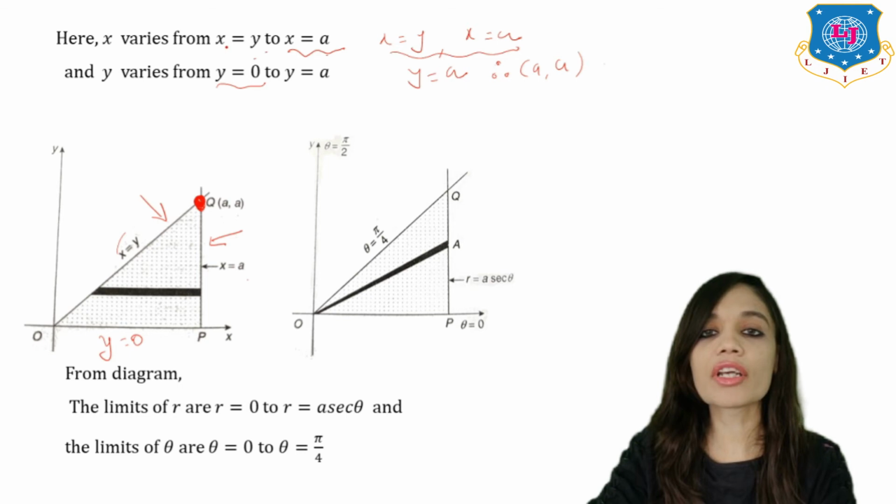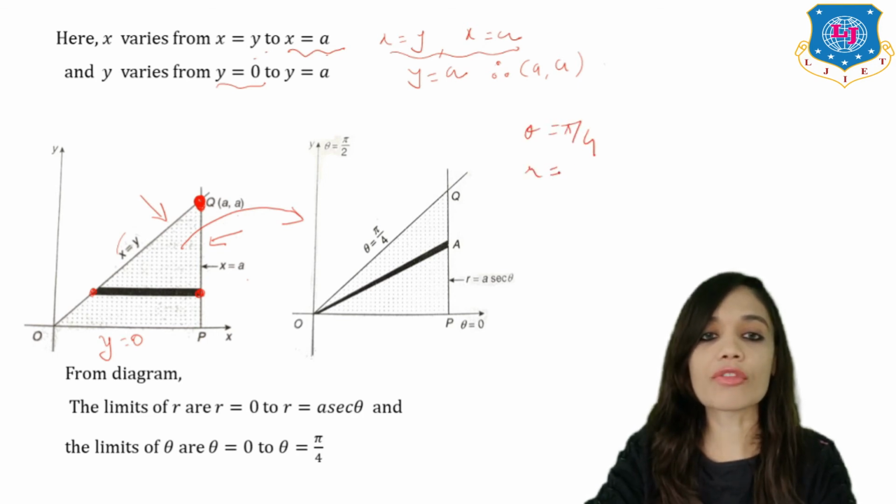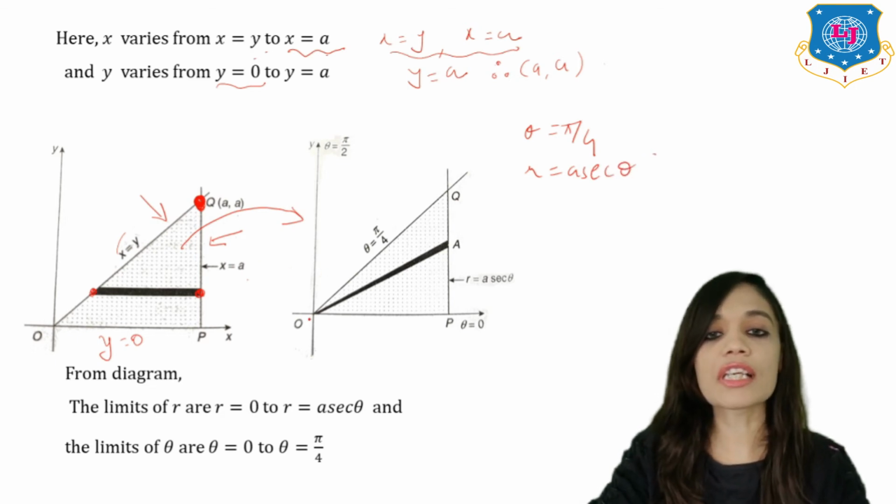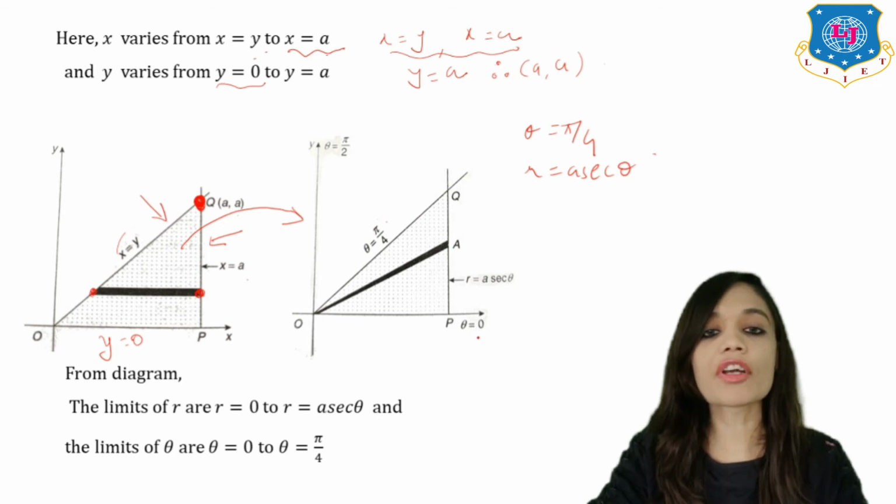Right. Now we are given our strip as a horizontal strip, that is from x equals y to x equals a. So similarly, draw the triangle in the polar coordinates. Now we have already found out the limit of theta, that is our line theta equals pi by 4, and r equals what? a sec theta.